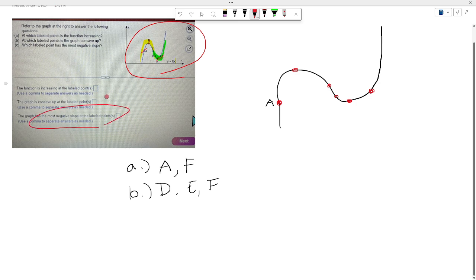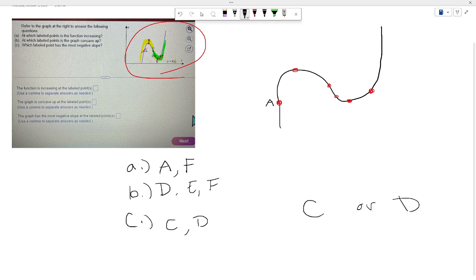If you can put in both, because it's impossible for me to really tell. My best guess would be that C is probably more negative, but it looks like both of them are pretty equally negative. So you can probably just put in C, comma D. If not, then it's either C or D. But yeah, that's how I'd solve that. So hopefully this helped.